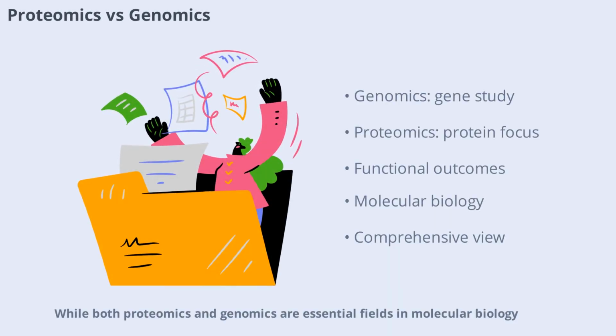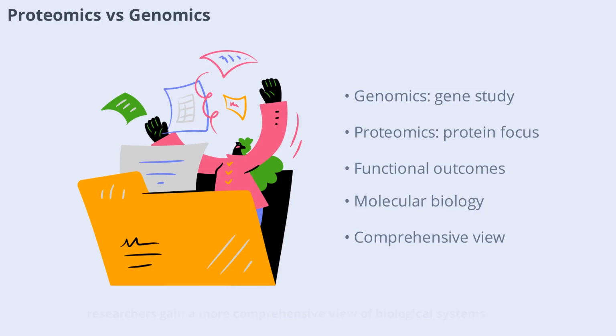While both proteomics and genomics are essential fields in molecular biology, they focus on different aspects. Genomics studies the complete set of genes, providing the blueprint for life. Proteomics, on the other hand, examines the proteins that are actually expressed, modified, and functional within cells. This distinction is important because proteins are the molecules that carry out most cellular activities. By comparing proteomics and genomics, researchers gain a more comprehensive view of biological systems, bridging the gap between genetic information and functional outcomes.